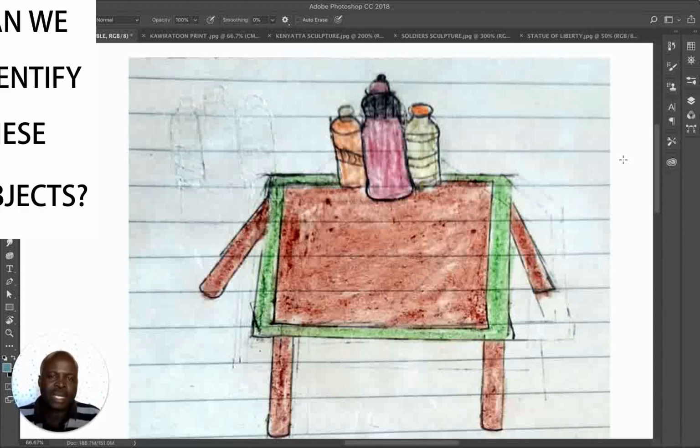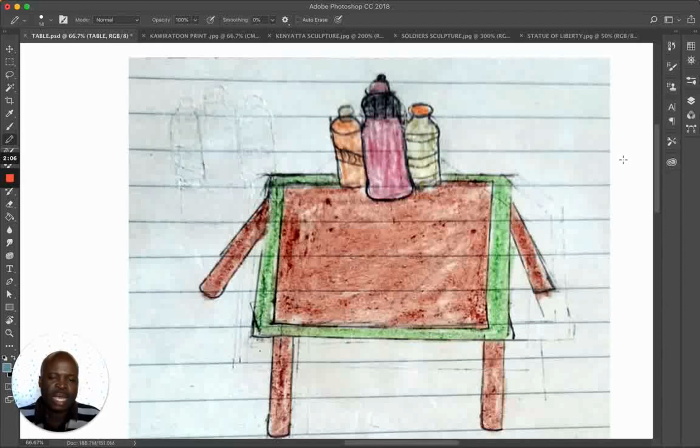Now the question here is, can we identify the objects that the child has drawn? And I can say without any doubt that yes, we can identify a table and 3 bottles. So in that respect, we have to say congratulations to the young person who did this picture. You did a very nice job of creating something that we can identify.